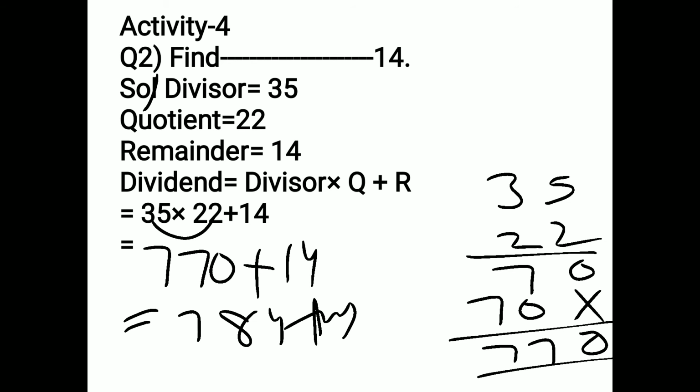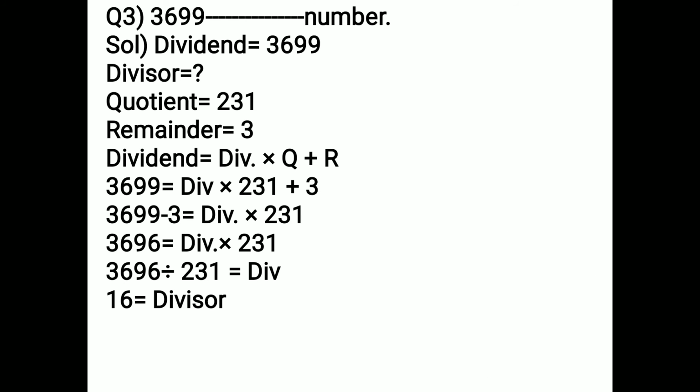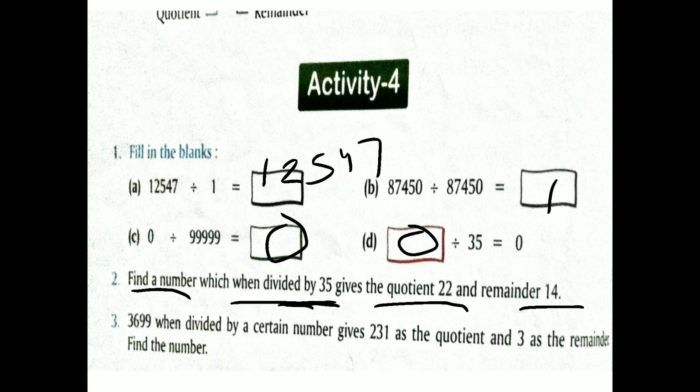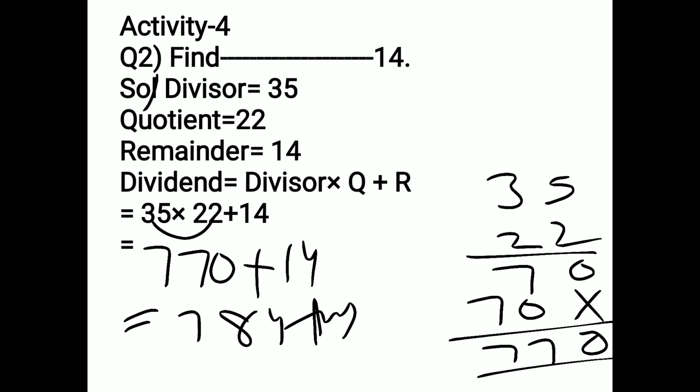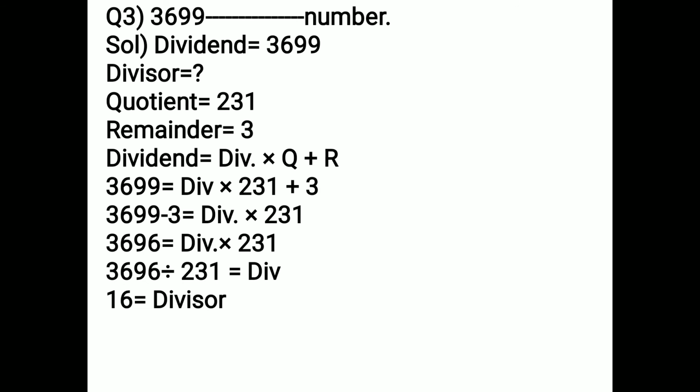Similarly, we do question number 3. Question number 3, firstly let me explain. 3699 when divided, so it means it is the dividend. Now the question gives a quotient, and this is a remainder. You have to find the number by which it is divided. Meaning now here you have to find the divisor. So see how we do it. Dividend is equal to 3699. Divisor you have to find, so write down a question mark. Quotient is equal to 231. Remainder is equal to 3.